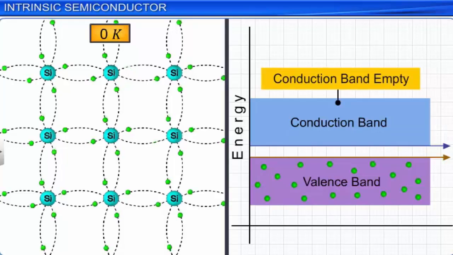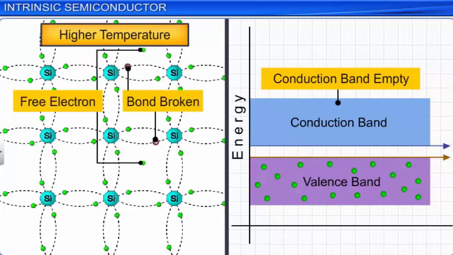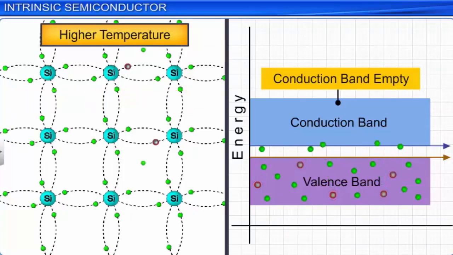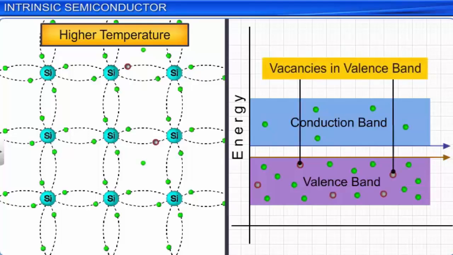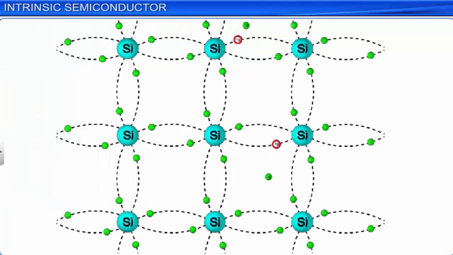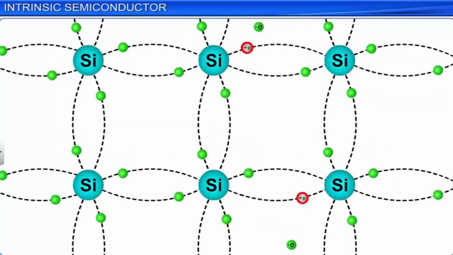However, at higher temperatures, some electrons gain enough thermal energy to break free of the covalent bonds in the crystal lattice. These free electrons move to the conduction band, and the material starts behaving like a semiconductor. Note that each electron that moves to the conduction band leaves behind a vacancy in the valence band. This can be visualized as the breaking of a covalent bond, where an electron becomes free and leaves behind a vacancy in the covalent bond. An electron breaking away from a covalent bond takes away a unit negative charge with it, leaving behind a vacancy with an assumed unit positive charge.